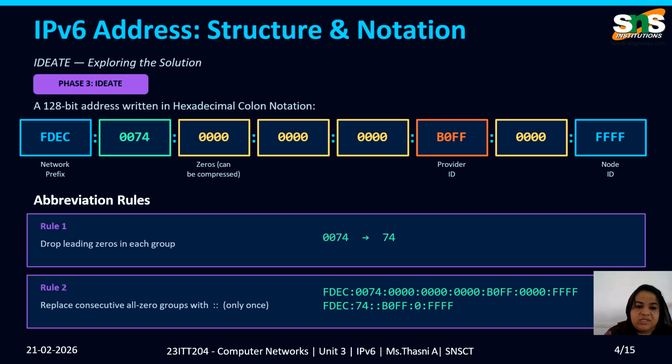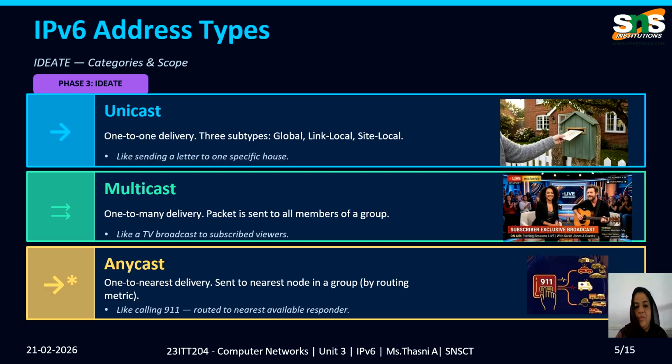Here is the IPv6 address, its structure and its notation: a 128-bit address written in hexadecimal colon notation. Like FDEC, which is the network prefix, and 0074, where zeros can be compressed, and then there will be 0FF, which is a provider ID, and FFF is the node ID. Here are the abbreviation rules. Rule 1: drop the leading zeros in each group, so 0074 becomes 74. Rule 2: replace consecutive all-zero groups with a single double colon, and we do the same here. This is the structure and notation of IPv6.